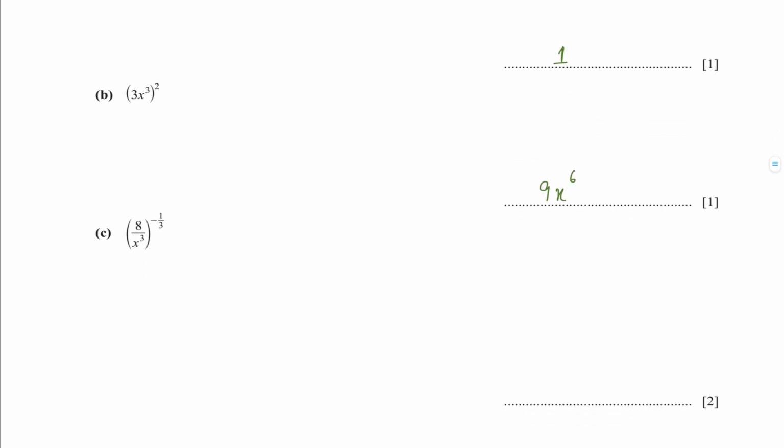Okay, now we have 8 upon x cubed raised to the power of minus 1 upon 3. So the first thing that we'll have to do is make the power positive, for which we'll have to take the reciprocal. So x cubed upon 8, and now the power is going to be positive. So now let's take the cube root. Cube root of x cubed upon 8. Cube root of x cubed is going to be equal to x, and the cube root of 8 is going to be 2. So we have x upon 2 as our final answer.